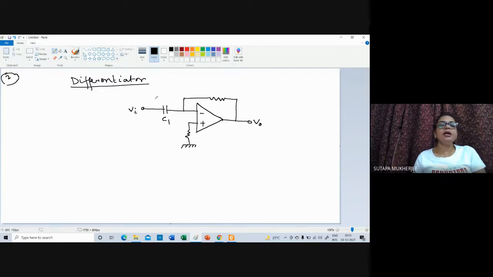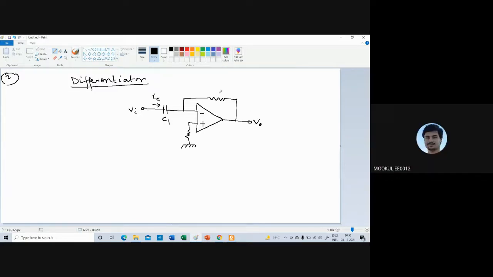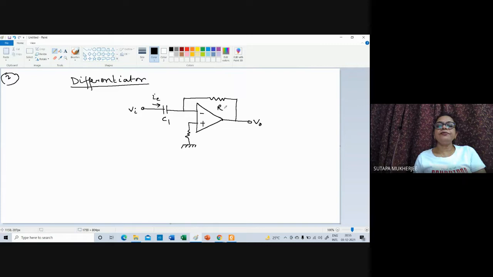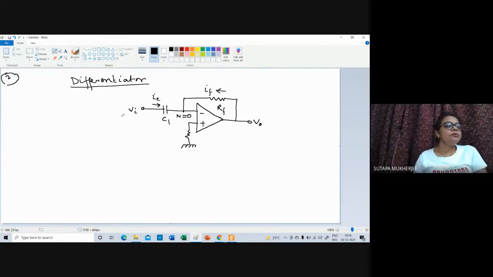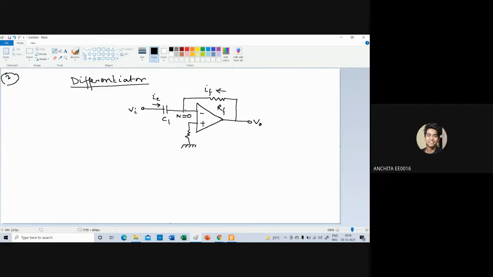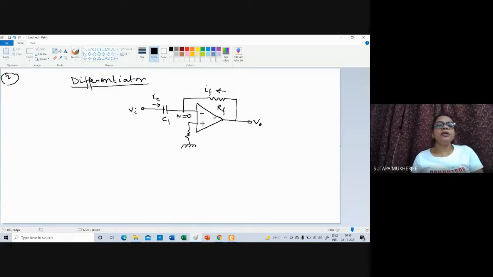Inverting terminal, right? So this is IC. This is RF. IF. So what is the voltage here? Ground, approximately 0. Okay. So now I am explaining differentiator.